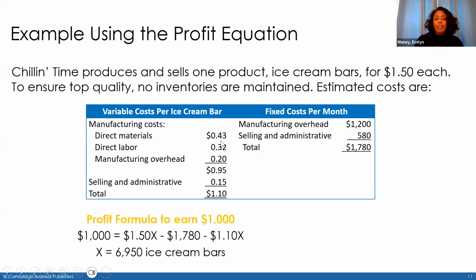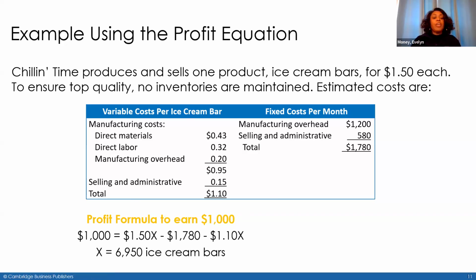So here is the profit formula. The beautiful thing about this is everything on the variable side is expressed in terms of cost per unit. Remember that for the profit formula, we're going to set profit equal to our sales minus our fixed costs minus our variable costs. We want to determine what amount of ice cream bars we would need to sell in order to earn $1,000. So we're going to set our equation equal to $1,000.